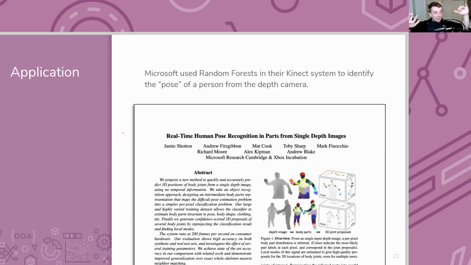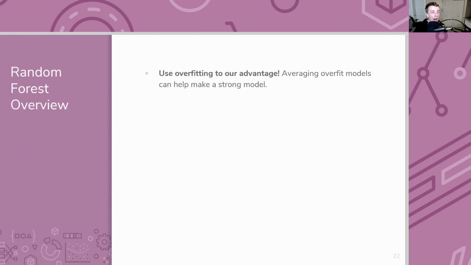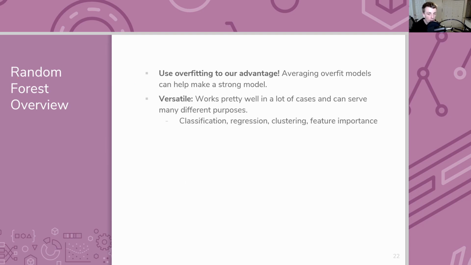A pose is like trying to estimate where your arms and your legs are in proportion to your body. They used a random forest model to get this pose estimation, which is a really important task in something like a Kinect system, and it has been very influential in a lot of similar tasks. Now, why do people use random forests? Well, we're essentially taking advantage of overfitting by averaging out over many models. It turns out that these many overfit models can average out to a strong ensemble overall. And this technique is very versatile.